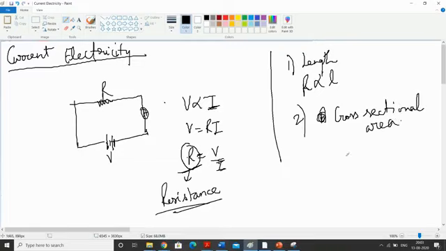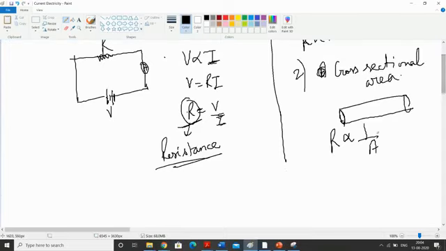Cross-sectional area means this particular area, the circular area. So here resistance is inversely proportional to area. The more the cross-sectional area, the lesser the resistance, and the lesser the cross-sectional area, the more the resistance.